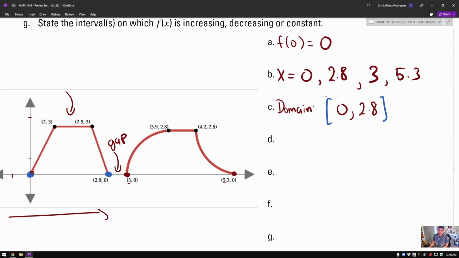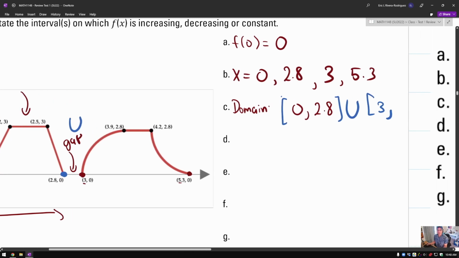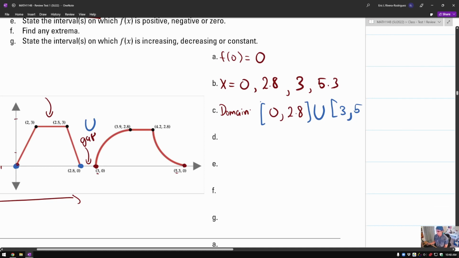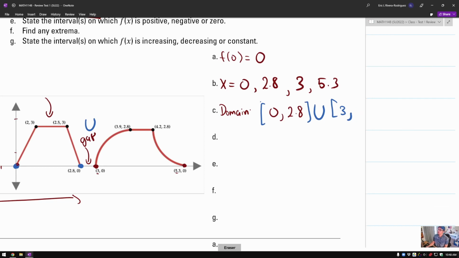Then the gap, how do we represent the gap? The gap, we are going to represent it with a letter U of union. Okay? And then the other portion of the graph goes from 3 to 5.3. We are using solid dots there as well. So from 3 to 5.3. Let me erase this because I don't need this anymore. All right.